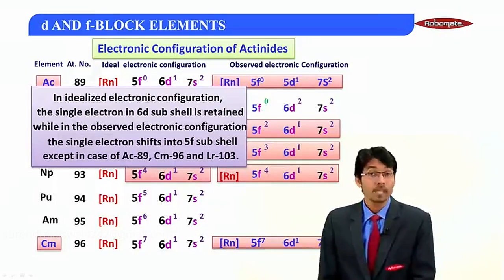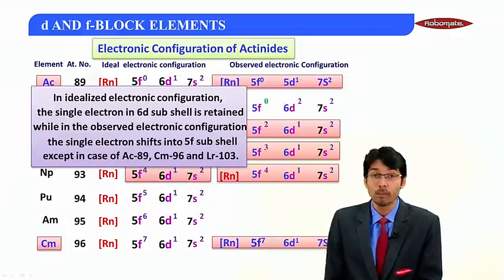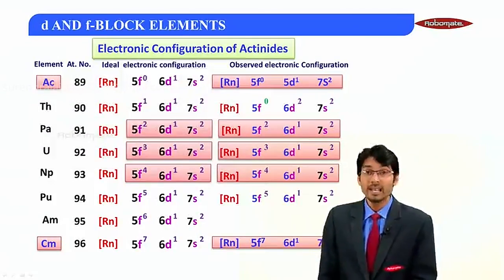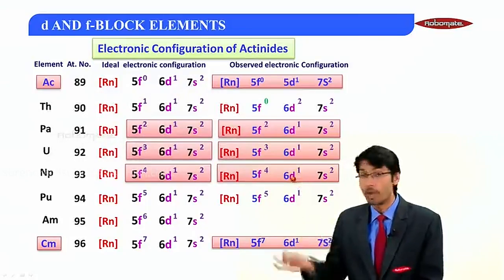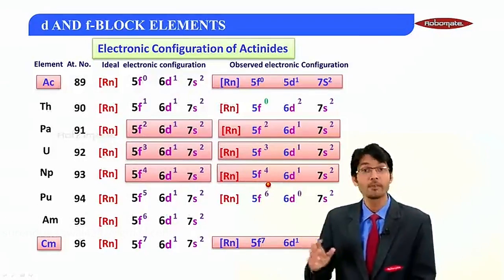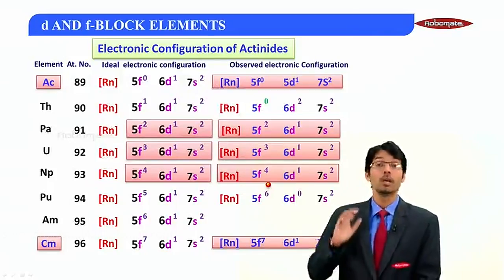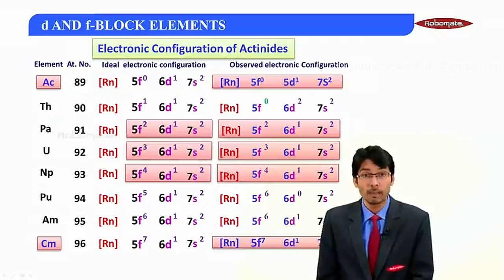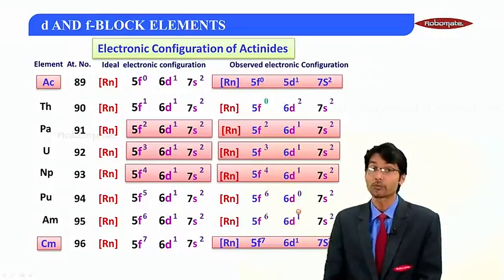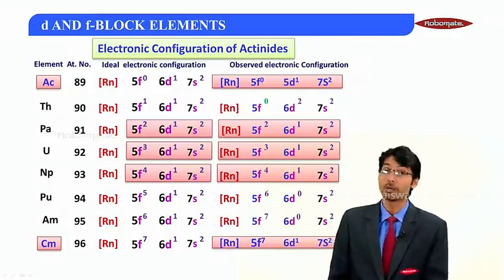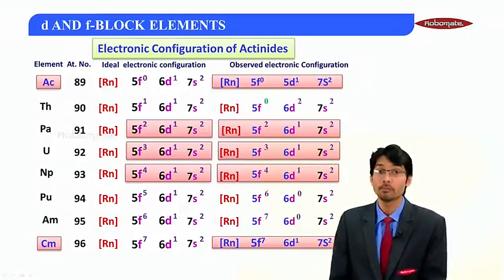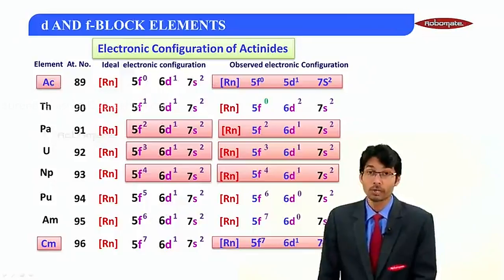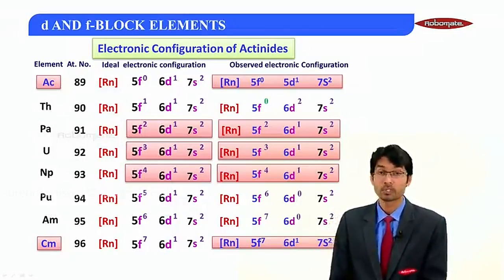For example, except actinium, curium and lawrencium. In the case of plutonium, the d electron shifts from d to f, d becomes vacant and f increases by 1 unit, which is closer to stability. In americium, the same thing happens: the d electron shifts from d to f, then f becomes 7, which is half filled and more stable. So this is all that we are discussing about the electronic configuration of actinium to curium. Thank you very much.